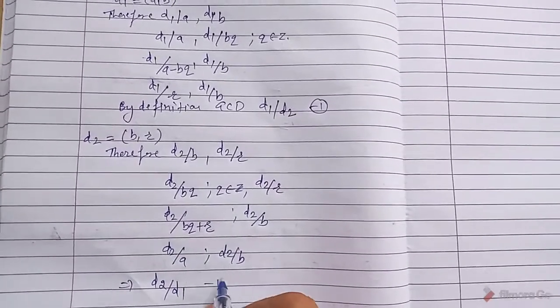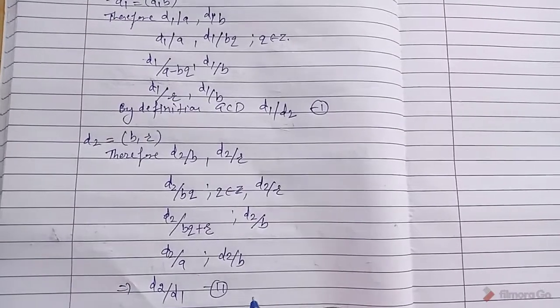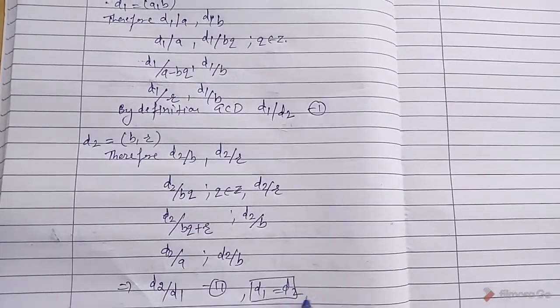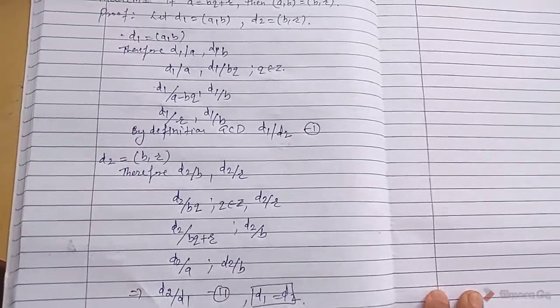This is the second. From the first and second we can say D1 is equal to D2. Okay, next.